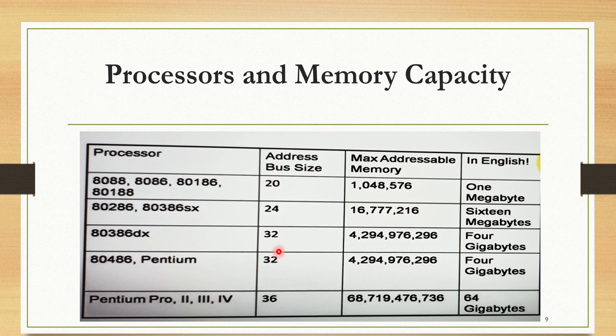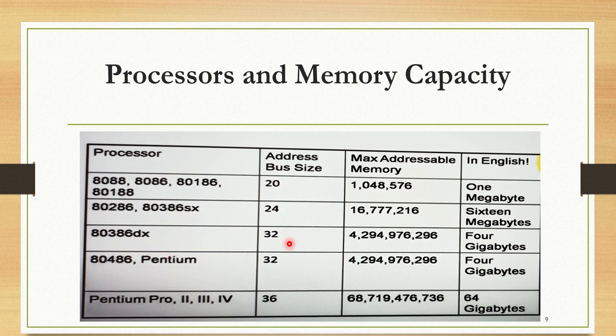You see the processor and memory capacity. For the processors 8088, 8086, 186, 188, the address bus size is 20. So the maximum addressable memory is 1 MB, because 2 to the power 20 means 1 MB of data it can access. The 286 and 386 machines can go to 16 megabytes, 2 to the power 24.